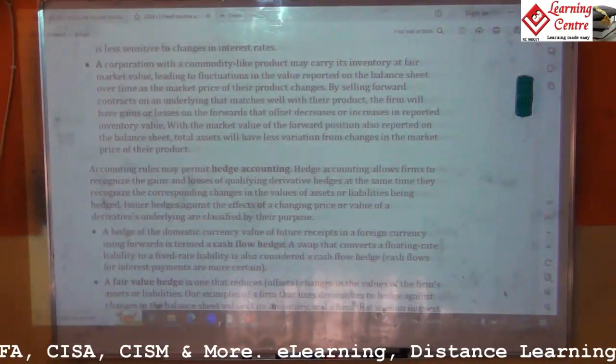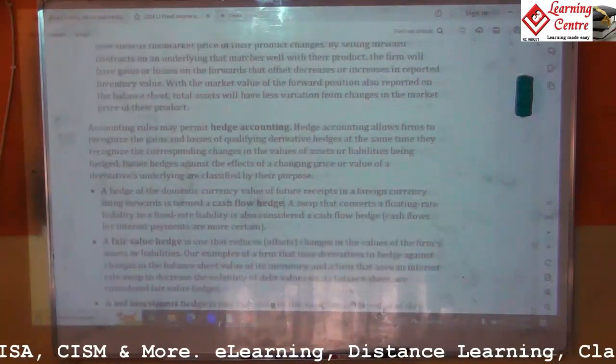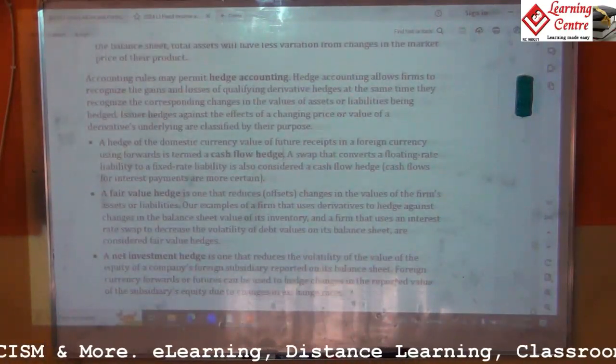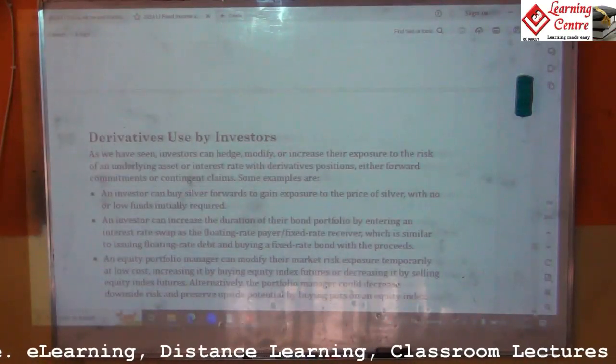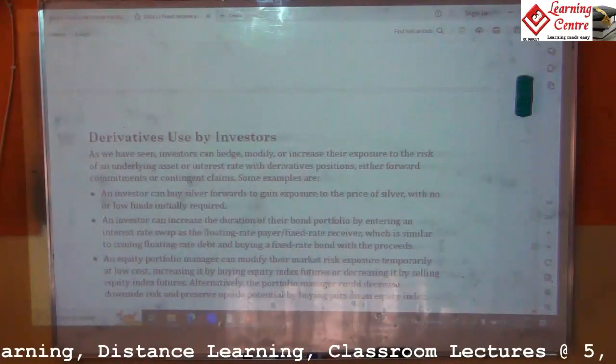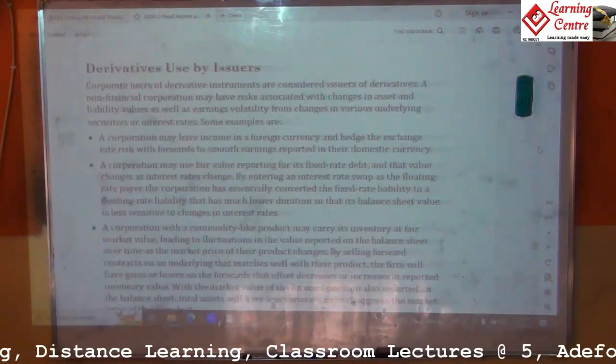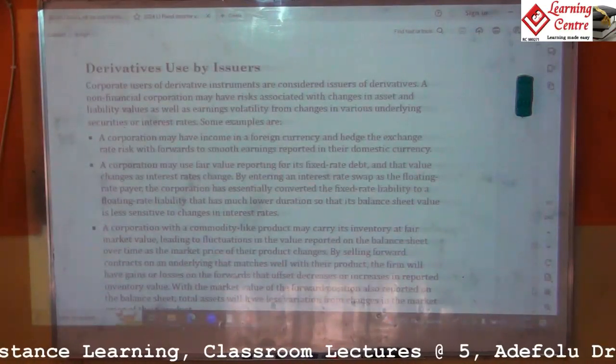It's the same as what you have on top, which I've spoken about, fair value rates. So you guys can take time to read all this. I don't want to overbore you with this. Okay, now that is derivative use for the people that are issuing the derivatives.